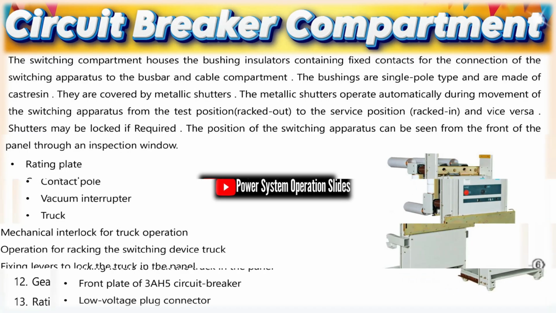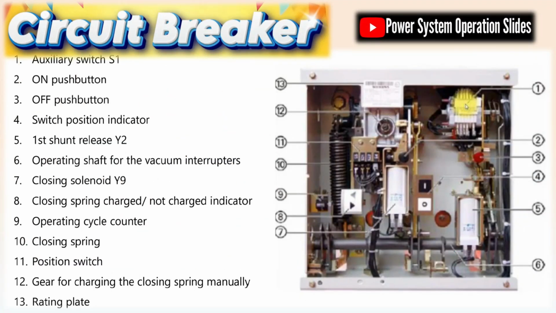Master trip relay, 94. Initiates breaker tripping and auto resets for temporary faults. Supports reclosing schemes and continuous operation. Used where rapid automatic clearing is required.